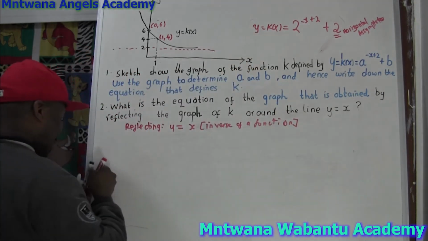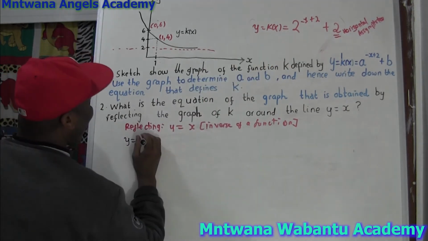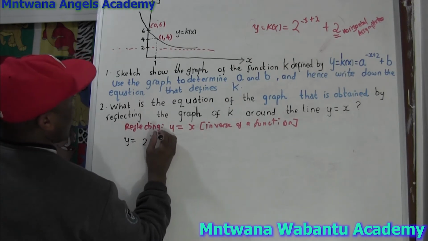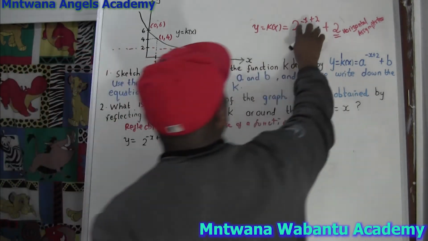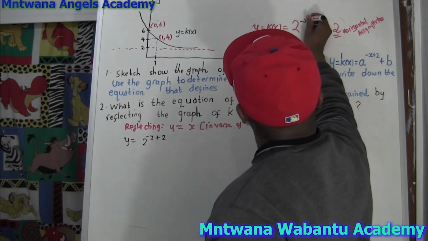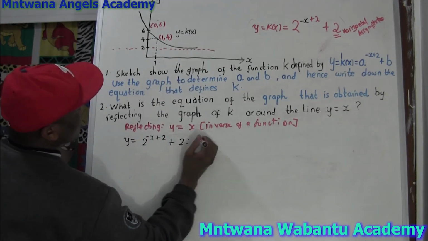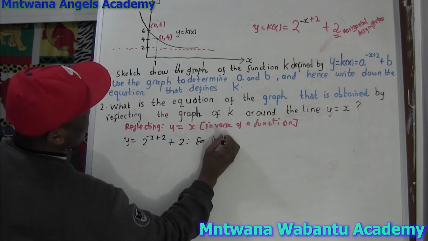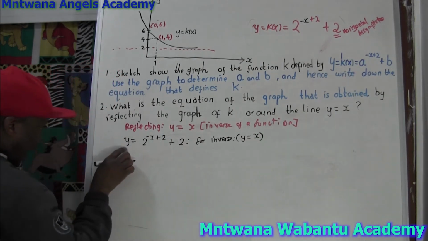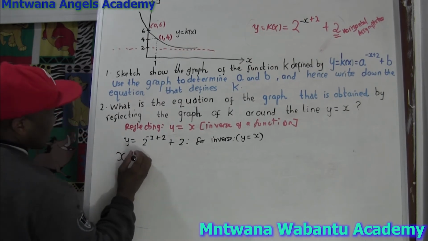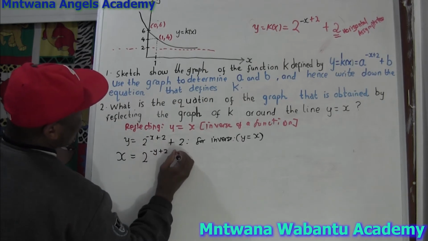So we have calculated our equation. y equal to 2 to the power negative x, plus 2. Negative, yes. Even here must be negative, sure. Okay, and then plus 2. So we say for the inverse, or reflection in y equal to x, what that means is y is going to become x, and this 2 stays, and x is going to become what? y, and then plus 2.